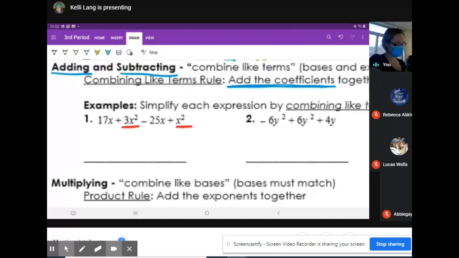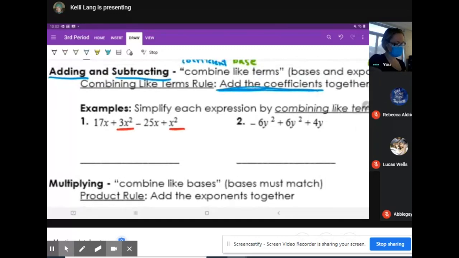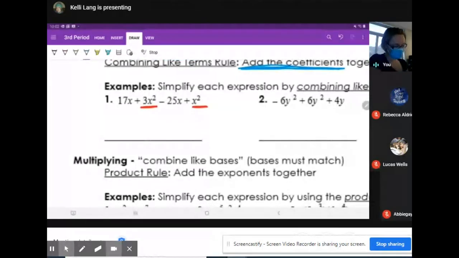The rule is we add the coefficients together, but our exponents don't change. Actually, let's rewrite this. So I'll rewrite it so that we've got 3x squared plus x squared plus 17x minus 25x. So all I've done here is I've rewritten this in an order where my terms are grouped into like terms. And I color-coded mine. You don't need to do that, but I find it visually useful.